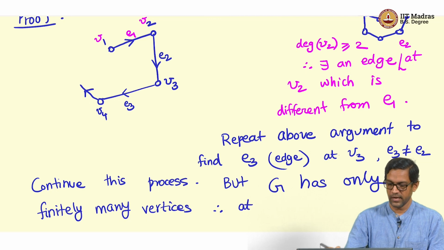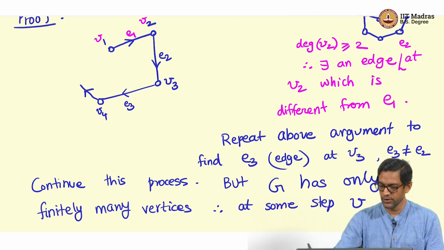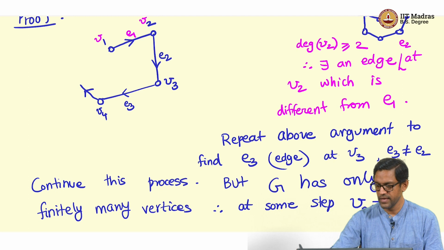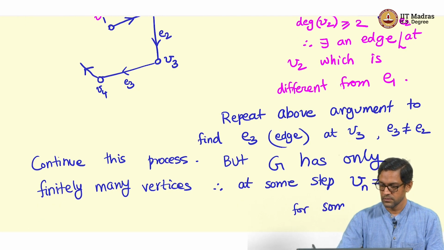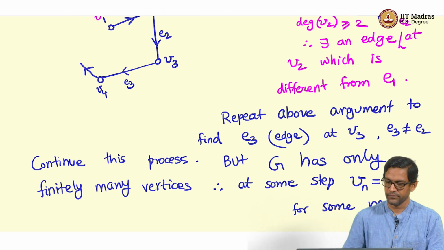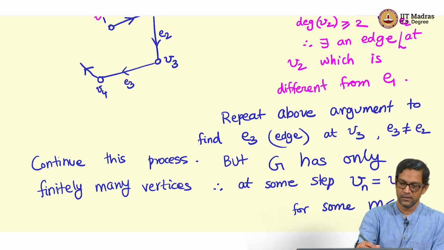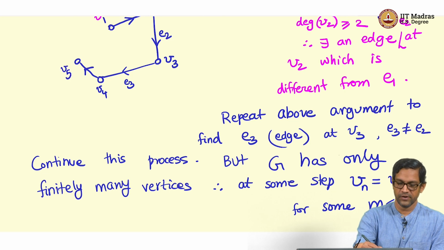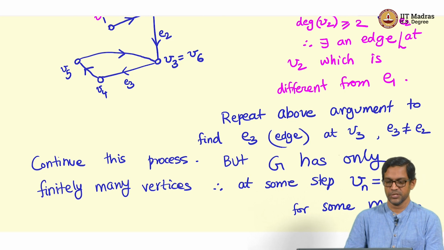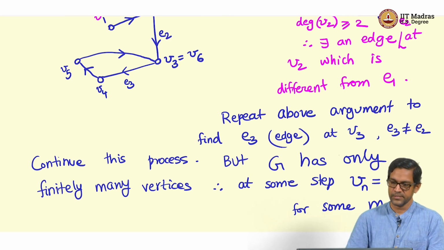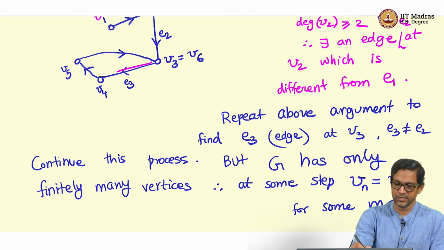Therefore, at some stage, I must come back to one of the vertices that I have already seen during this process. So at some step, what should happen is that the new vertex that I find, Vn, must equal some older vertex, Vm, for some m which is smaller than n. Maybe until this point I keep finding different vertices, but maybe in the 6th step V6 ends up equaling V3. Now if that happens, what I've done is I found a cycle. So G has a cycle, well, it's this one here.